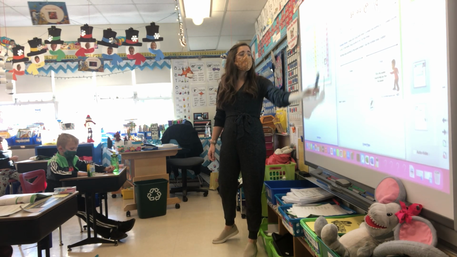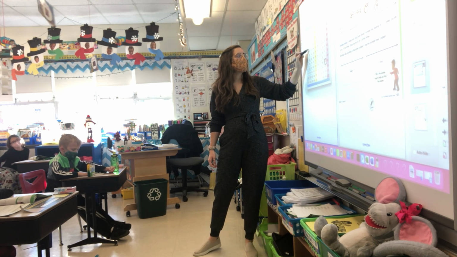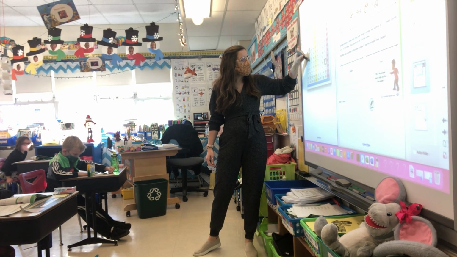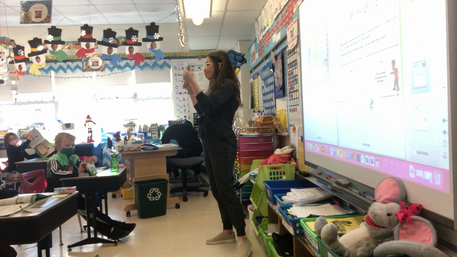So hundreds charts are really helpful when we want to count by tens. We just find our number. If it was 42, all of our numbers that would go on that number line would just be straight down that column. We have a 100 chart.